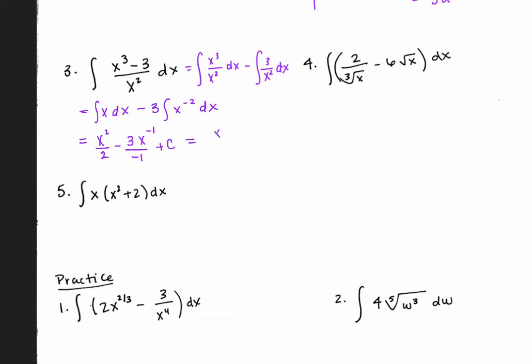A little bit of simplifying. X squared over 2, the negatives will cancel each other out, so it'll be plus, and then I can move the x to the negative 1 down to the bottom, and then plus c.